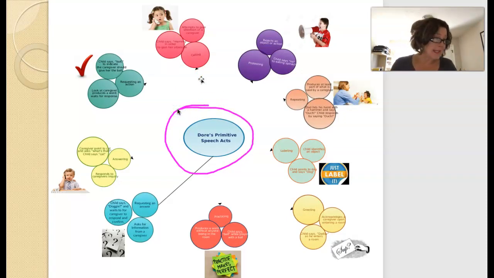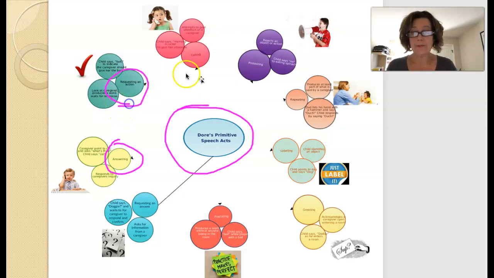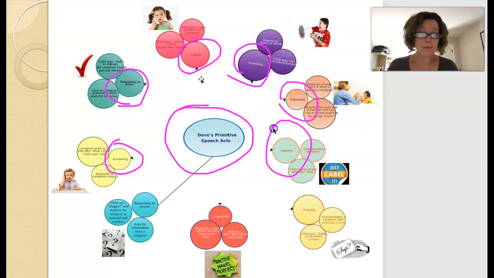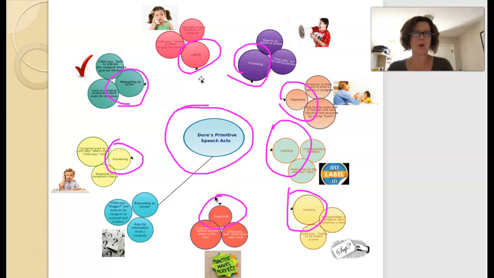Okay, so basically, Dorr proposed that children's utterances, so everything they say, are realizations of one of these 9 primitive acts. So either they're answering a question, they're requesting an action, they're calling, they're protesting. They do a lot of that. They protest a lot. They repeat, they label, so point to a dog and say dog. They greet, daddy. They practice, so they say ball, right? Or they're requesting an answer, so doggy, and they're expecting the dog to show up or do something.